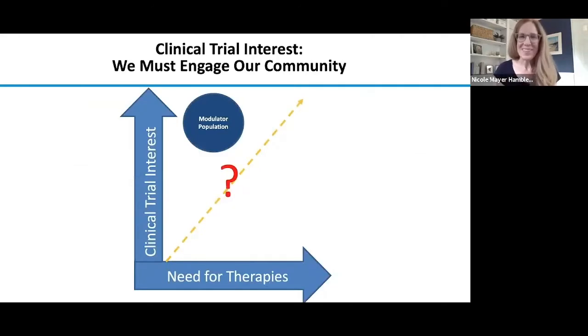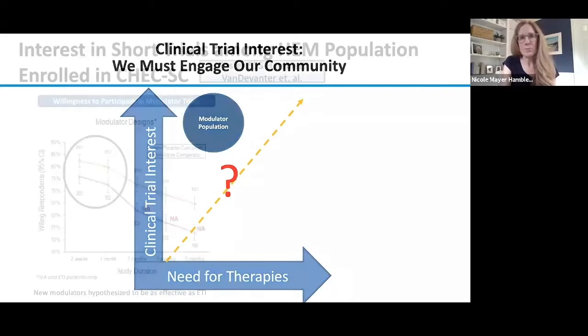Before we look at this a little bit more in depth, I think we need to challenge some of our natural associations here: that the need for therapies may be directly correlated to clinical trial interest. We may have a modulator population that may not have an acute need for some of these therapies, but a high clinical trial interest. We're actually starting to gather some of this data just within the last few months that I'll start to review with you.